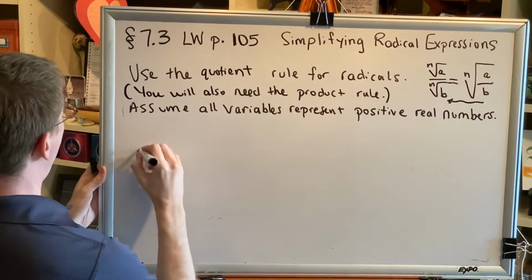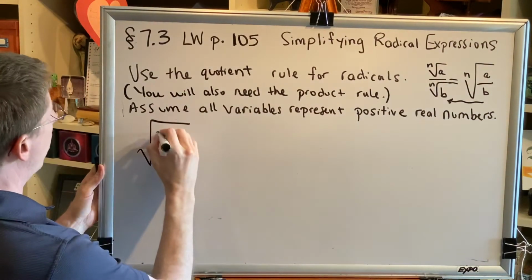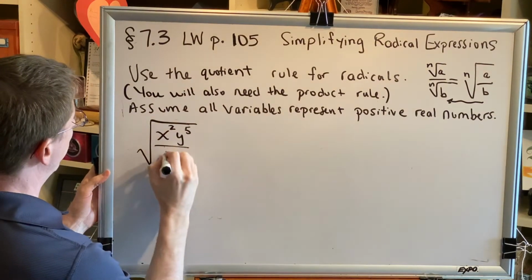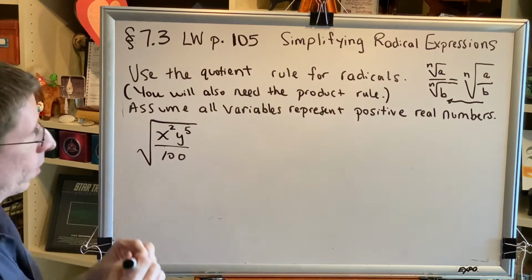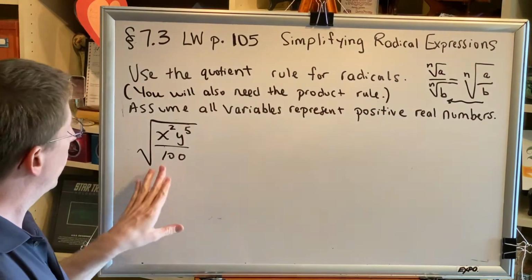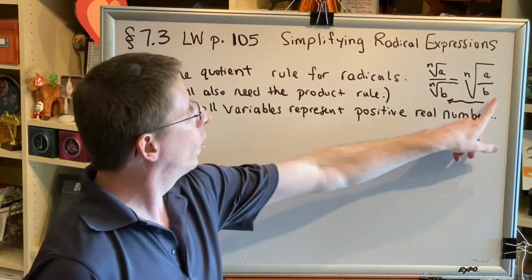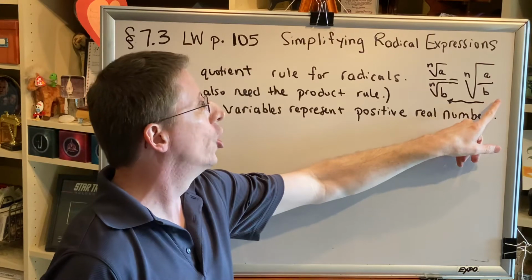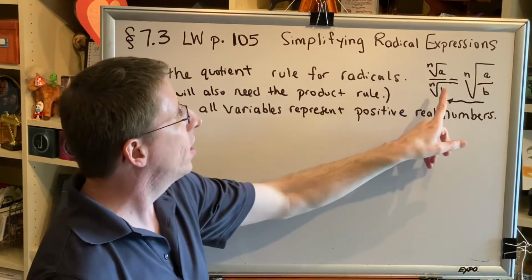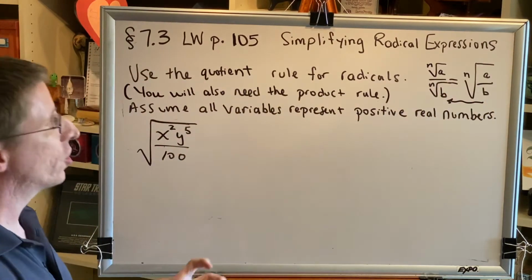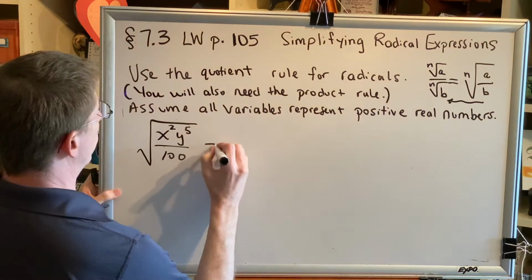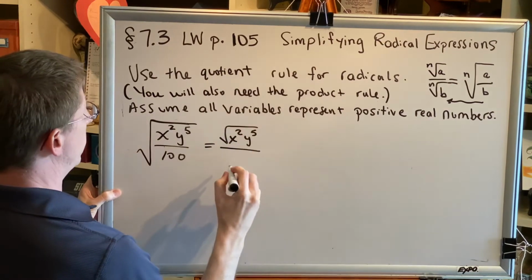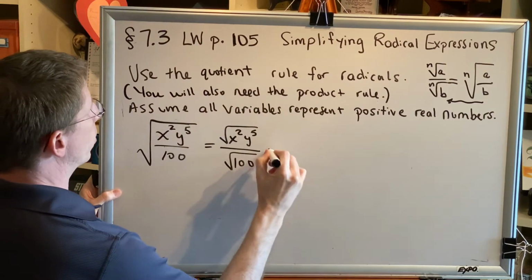All right, this time we have the square root of x squared y to the fifth over 100. All right. Again, we notice that what we are given looks like the right-hand side of our quotient rule for radicals formula. So we're going to work from right to left, and we're going to break our one radical of a fraction into two radicals. The numerator gets its own square root. The denominator also gets its own square root.